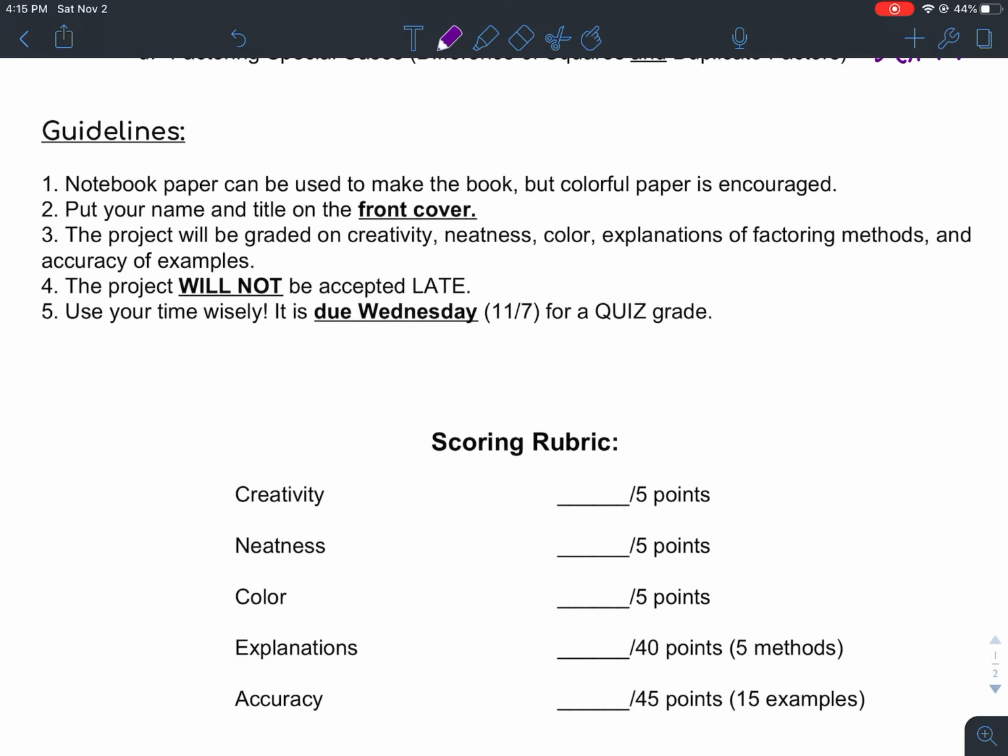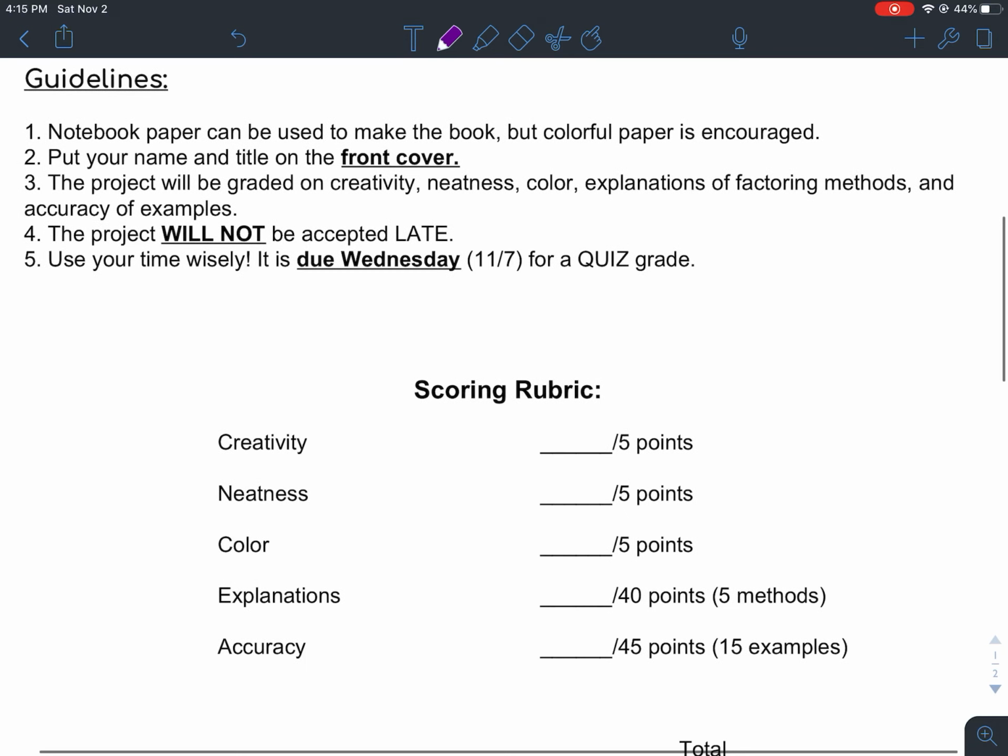Okay, here are the guidelines. These are things that are must do. So notebook paper can be used to make the cover or make the book, but if you would like to use colorful paper, you may, and I have that provided for you. You're also going to make sure that you put your name and the title on the front cover. So I just need to be able to see your name and know that it's your book. If you turn it in, I can't give you credit for it if I don't know who it belongs to. It will be graded on creativity, neatness, color, and explanation. So I have provided color pencils and markers, and you can choose to use your own stuff too.